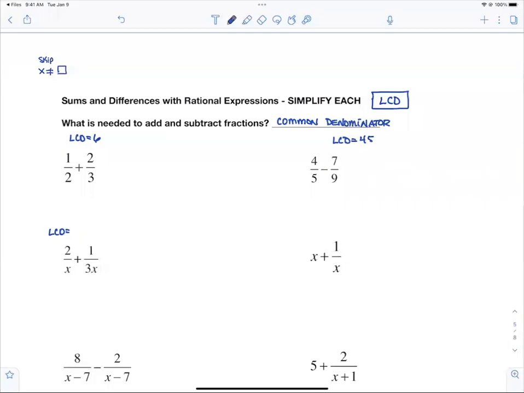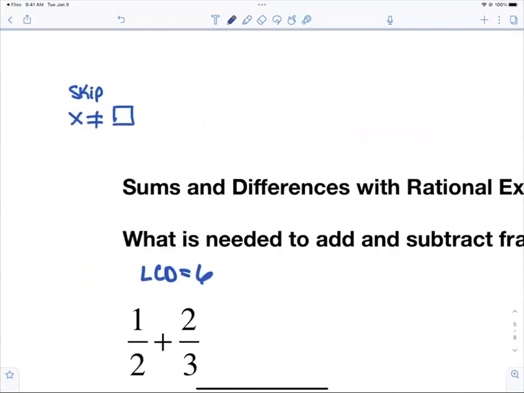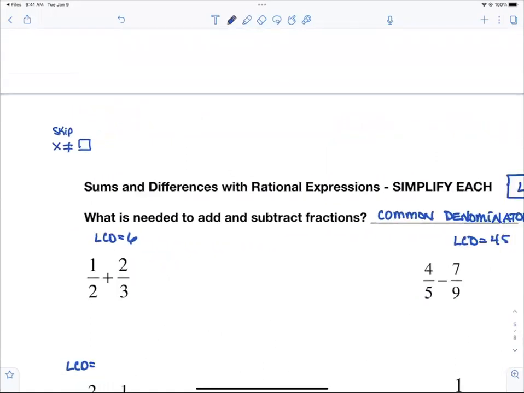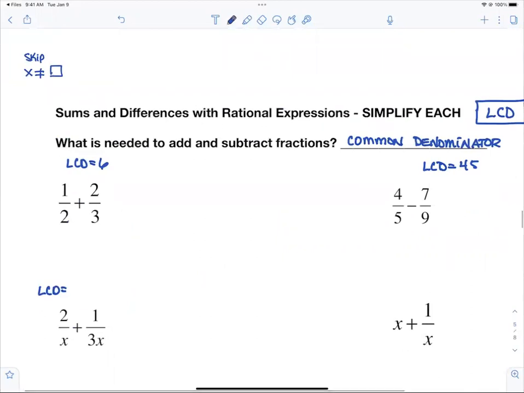Okay, carrying on with operations in Unit 7, we're now to add, subtract, sums, and differences. And for now, I am going to skip the listing of excluded values just so you can focus on the basic skills that are needed to do this.